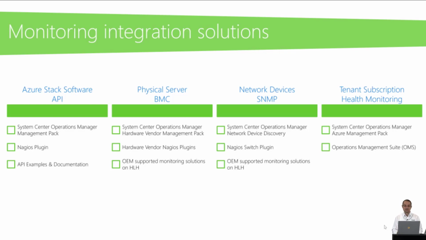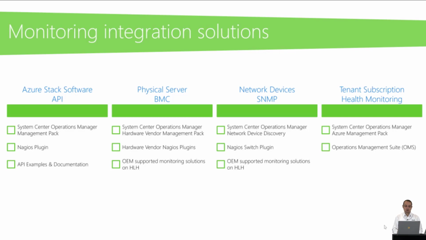Talking about the physical servers, it really works on the BMC network, which talks to the BMC controller, but we also have management packs available from the hardware vendors, such as HPE, Dell EMC, Lenovo, and Cisco. They will have management packs for System Center Operations Manager that can be used to gather hardware-related alerts from your Azure Stack environment. Other than that, we can also use Nagios. There are plugins available. And of course, your OEMs themselves will have different monitoring tools that sit on the hardware lifecycle host, HLH, such as HPE OneView.